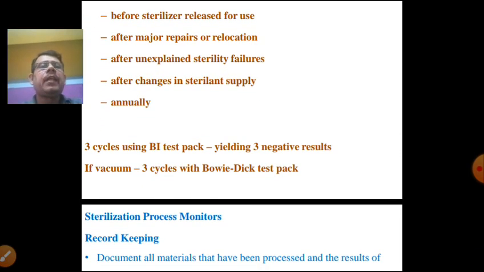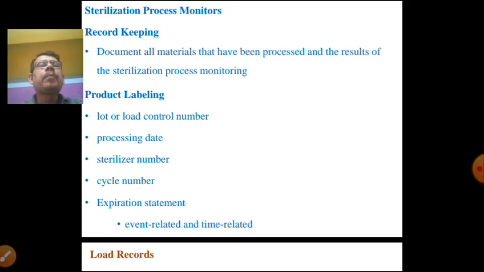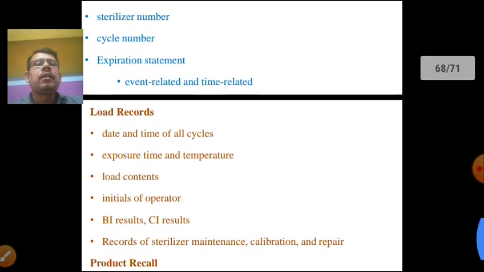Three cycles with the BI test pack, yielding three negative results, and a vacuum three cycles with the Bowie-Dick test pack. Sterilization process monitoring: which type of record must be kept? Record keeping: document all the materials that have been processed and the results for the sterilization process monitor, and product labeling, lot or load control number, processing date, sterilizer number and cycle number, and exposure statement, event related and time related. All these parameters must be recorded for further investigation.